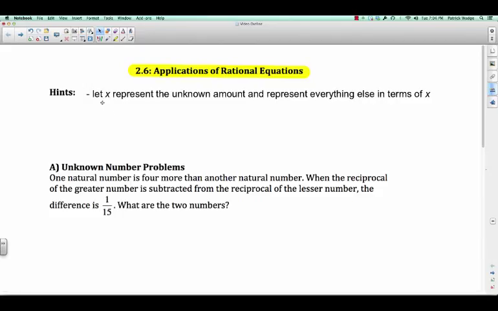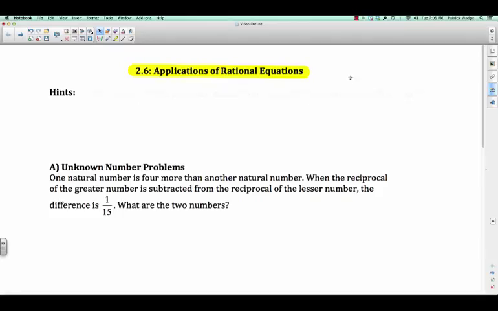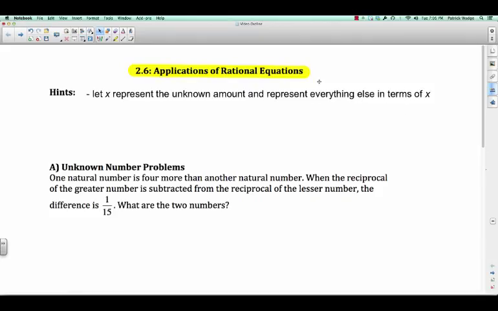One is let x represent the unknown amount and represent everything else in terms of x. So what I mean by that is try to avoid calling one unknown x and the other unknown, for example, y. If you could call one the unknown x and call the other one x plus 2, that would be the second one you're now representing in terms of x. Or the first one's x and the other one's 3 over x or something. Right? So try to use only x, x, x all through the whole thing.